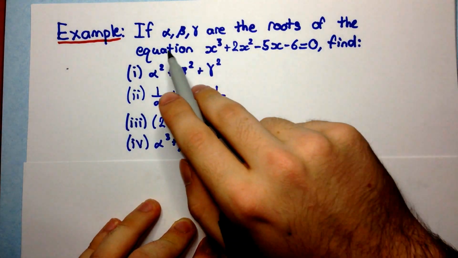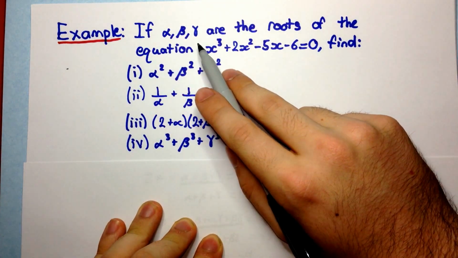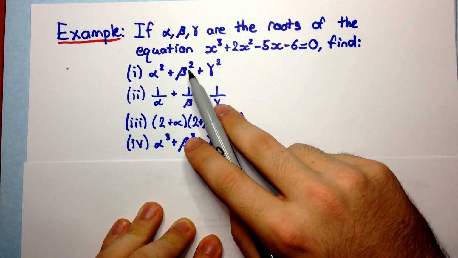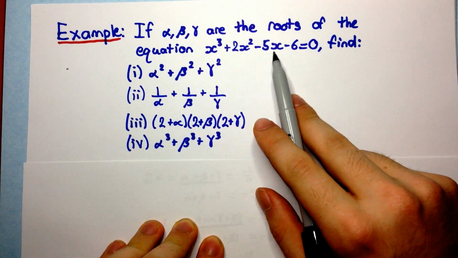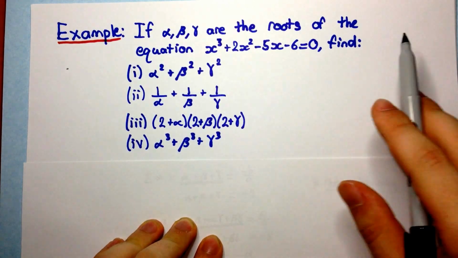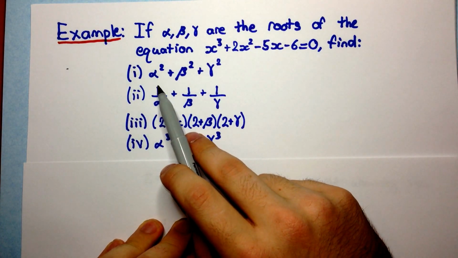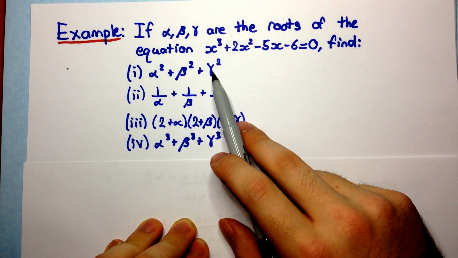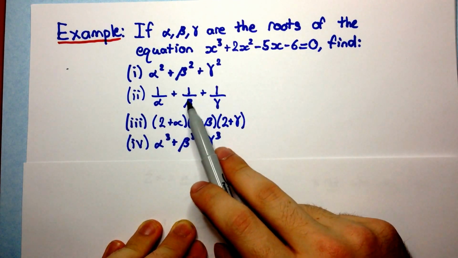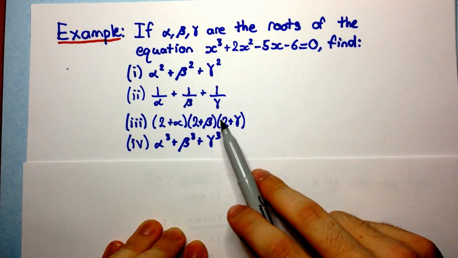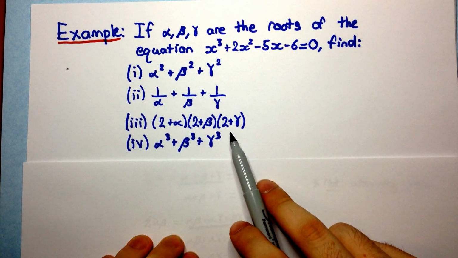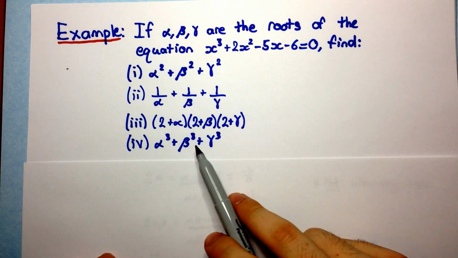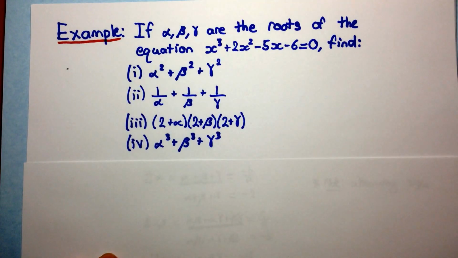So the question says, if alpha, beta and gamma are the roots of the equation x cubed plus 2x squared minus 5x minus 6 is equal to 0, find alpha squared plus beta squared plus gamma squared, 1 over alpha plus 1 over beta plus 1 over gamma, 2 plus alpha times 2 plus beta times 2 plus gamma, and alpha cubed plus beta cubed plus gamma cubed.